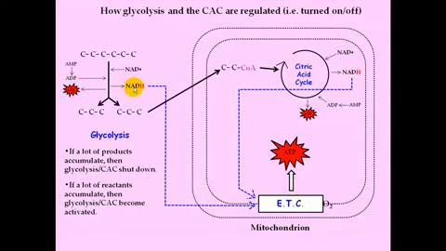Because whenever a cell uses NADH, it ends up dropping off its H and electron to the electron transport chain to leave behind NAD+. So if there's a lot of NAD+ inside of a cell, that's an indicator that a lot of NADH has been used up, and it's probably a good time then to start making more NADH. So that's what we mean by if a lot of reactants accumulate, it's a good time then to turn on glycolysis and the citric acid cycle. Again, ADP and NAD+ are examples of reactants during this whole process.